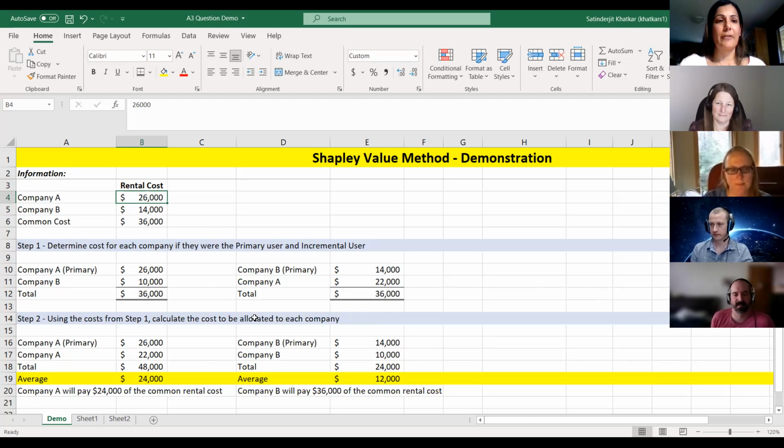So yeah, it's cooperative game theory, and it looks at players and what they contribute. But we use it in accounting quite often, especially with bundled products. That's very common. Are there any other questions, comments?